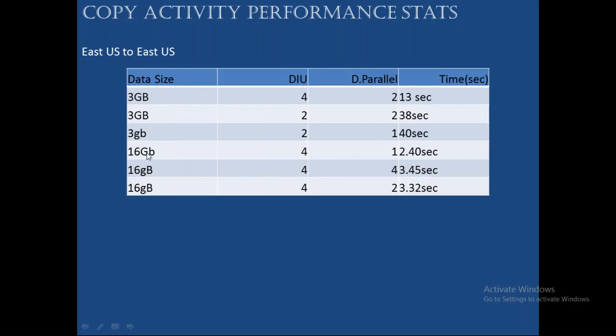Now you may have a doubt: why did these statistics come out like this? Here you are using 4 DIUs with 1 degree of parallelism, and 4 DIUs with 4 degree of parallelism, right? Sometimes, due to internal issues, you will see these kinds of variations, but you will not see the same thing always. When you use more DIUs and more degree of parallelism, surely the time will reduce.